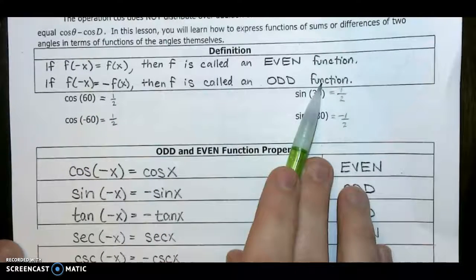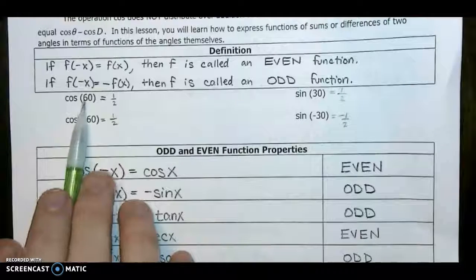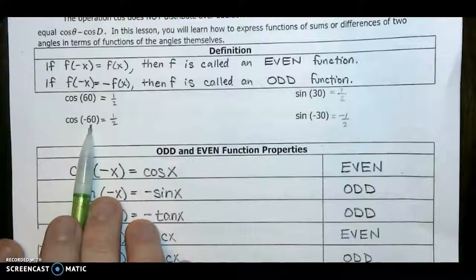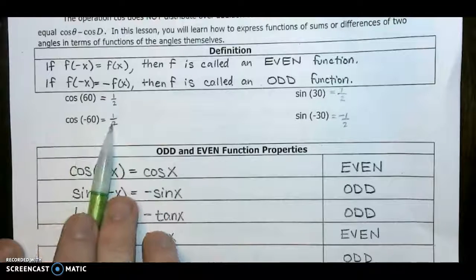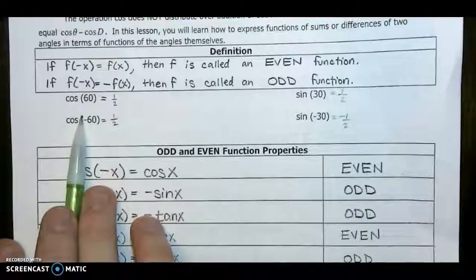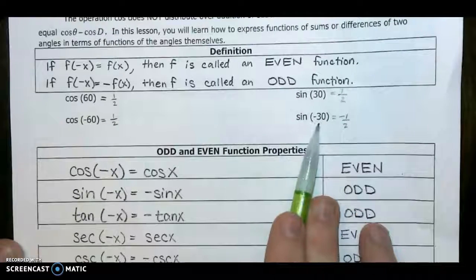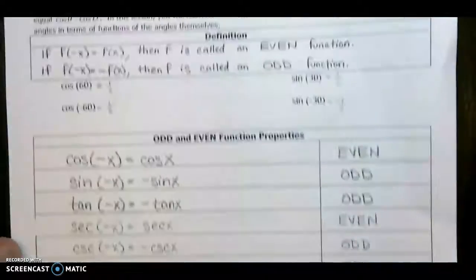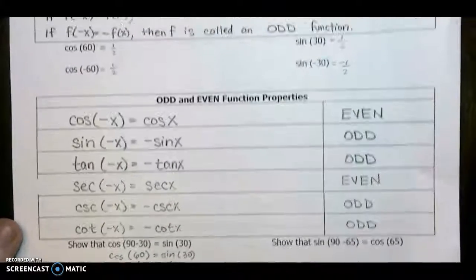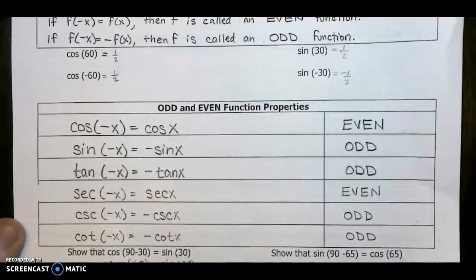it's an odd function. So what we see is if we plug in a positive and a negative for cosine, the negative goes away and becomes positive. So cosine's even. When you plug in a positive and a negative for sine, the negative will stay. So sine is odd. And so then we get these even and odd properties for sine and cosine. So if you don't have these written down, pause the video, get these new properties written down.